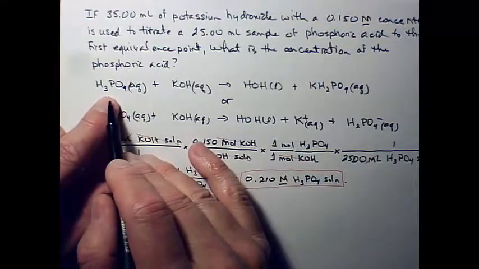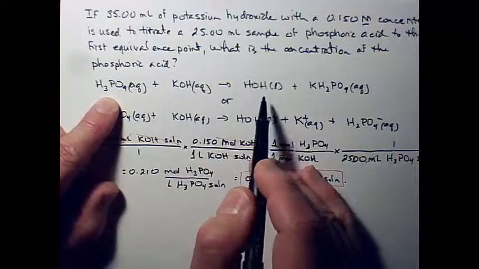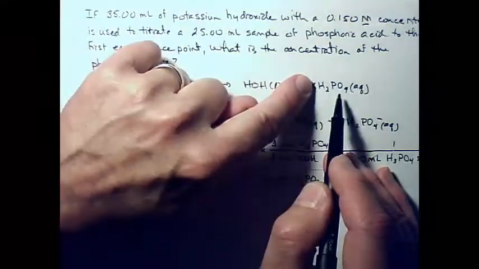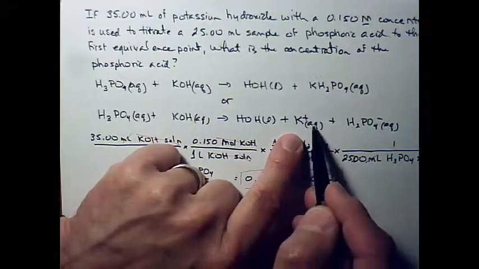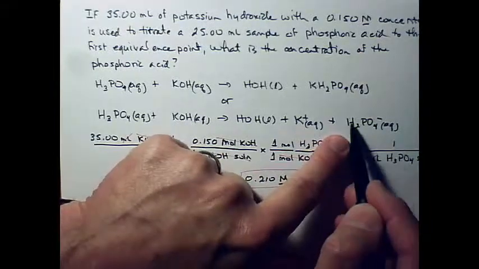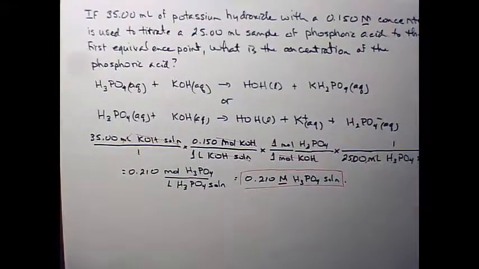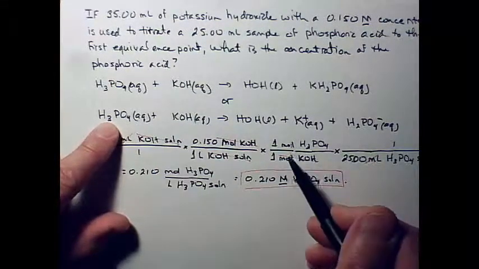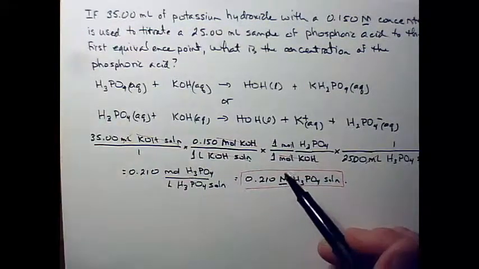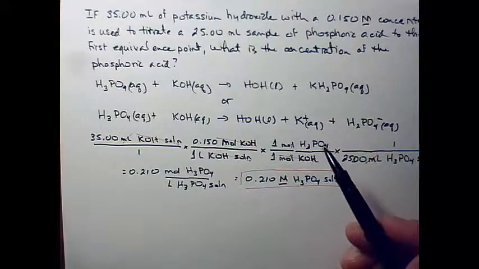So the equation then will look like this. Phosphoric acid, potassium hydroxide, water, and here's the H2PO4 with the potassium on the front, or alternatively, a potassium ion and an H2PO4 ion. This gives us a 1-to-1 ratio between the acid and the base. So our molar ratio is always going to be 1-to-1 for stoichiometric calculations in titration.